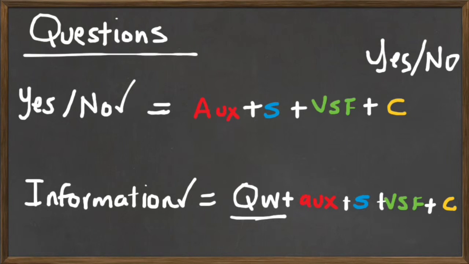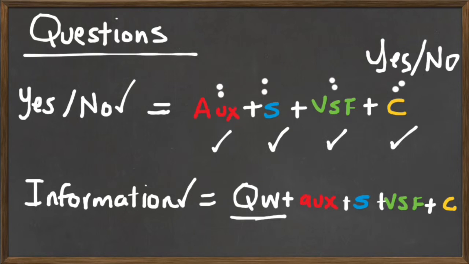The formula for yes-no questions is almost always the same in the English language, which is our auxiliary, the subject, the verb in simple form, and the complement. For example, do you have a car? Do you speak English? Well, we're going to give you some examples anyway.